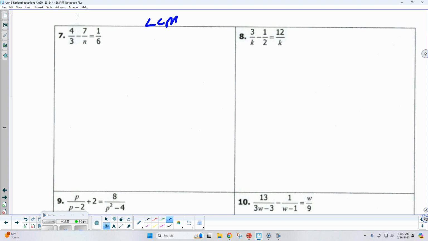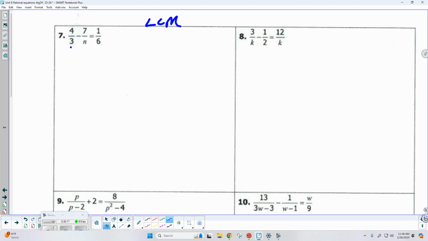Least common multiple. So we're looking for the smallest number, smallest expression that all of the denominators will evenly divide into. Okay. The goal is to multiply through by one expression that's going to remove all the fractions. I don't want to deal with any fractions. I want to go ahead and just solve the equation.